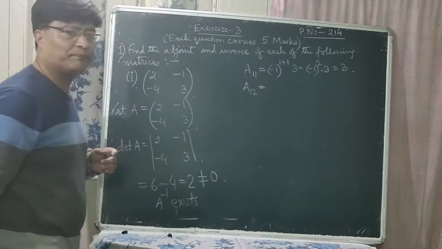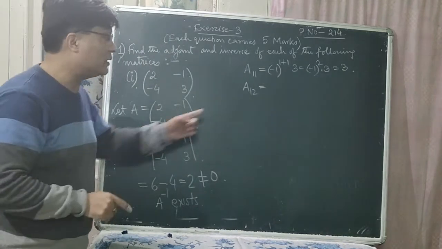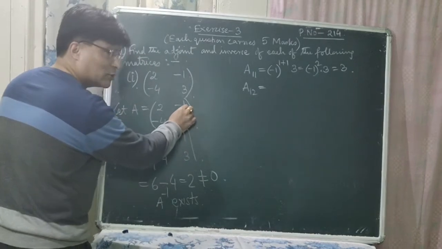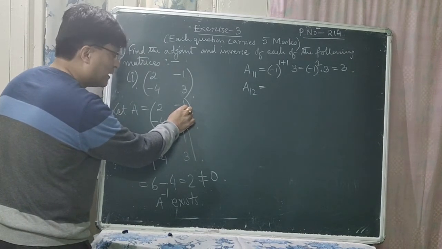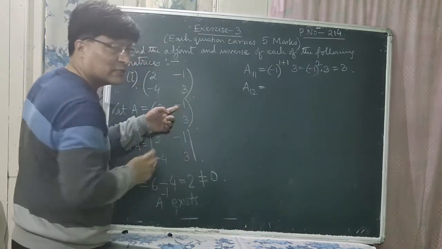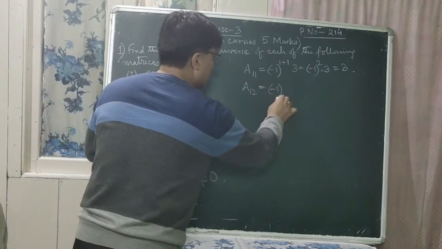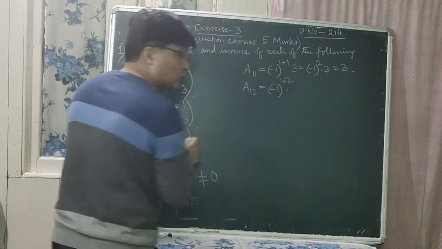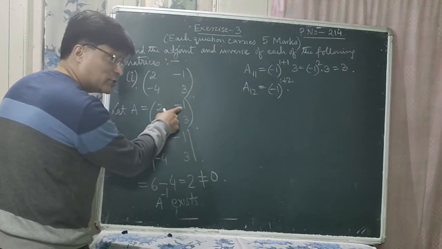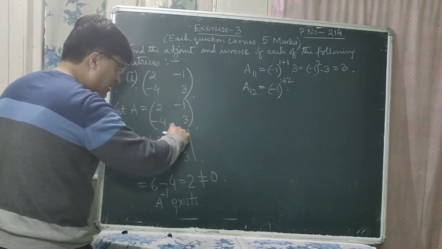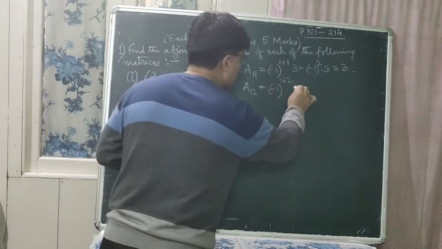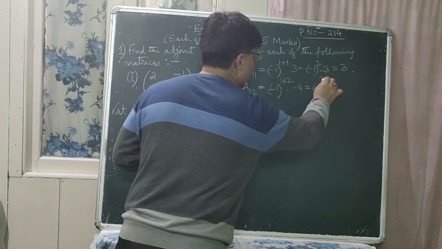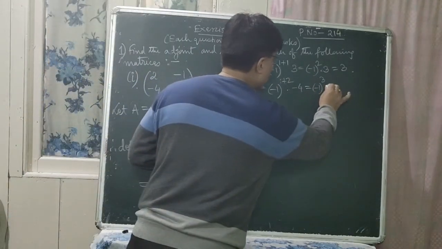Next comes A12. What is A12? The element belonging to the first row and second column. That means -1. Now you have to find out the cofactor of -1. You have to consider the sign first. (-1) to the power 1 plus 2 into. Delete the row and the column through the element -1. That means first row and second column are deleted. What remains? -4. So this is (-1) whole cube into -4.